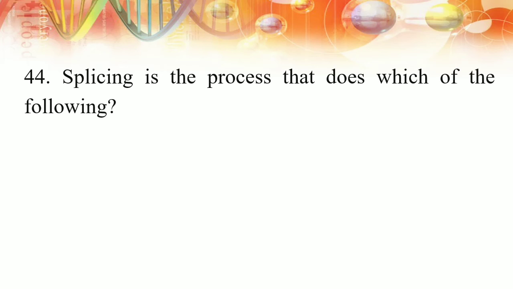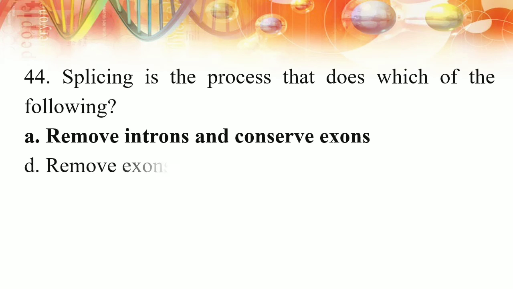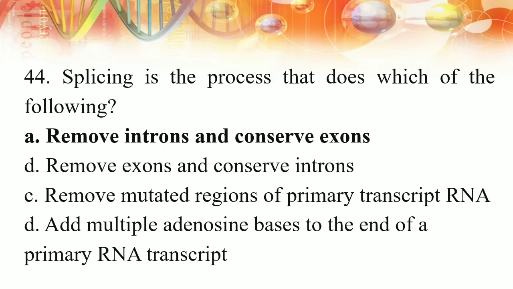Number 44. Splicing is the process that does which of the following? A. Remove introns and conserve exons. B. Remove exons and conserve introns. C. Remove mutated regions of primary transcript RNA. D. Add multiple adenosine bases to the end of the primary RNA transcript. Splicing is the process by which introns, the non-coding regions of genes, are excised out of the primary messenger RNA transcript, and the exons, which are the coding regions, are joined together to generate mature messenger RNA. Thus, the answer is option A.